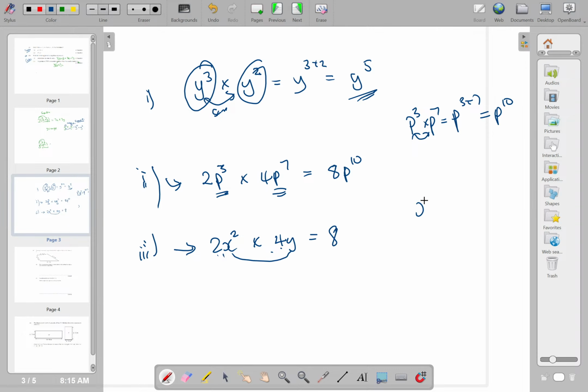We have x squared times y. This base doesn't look like this base, you know. So then what does that mean? Clump them together. x squared y. Yeah? And that is symbolizing that you're multiplying the expressions, right? So hopefully that helps everybody understand how to multiply with exponents.